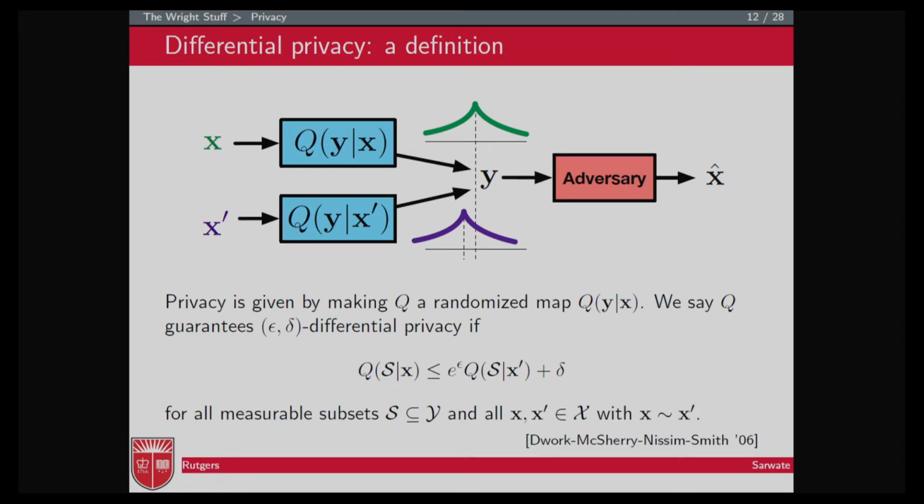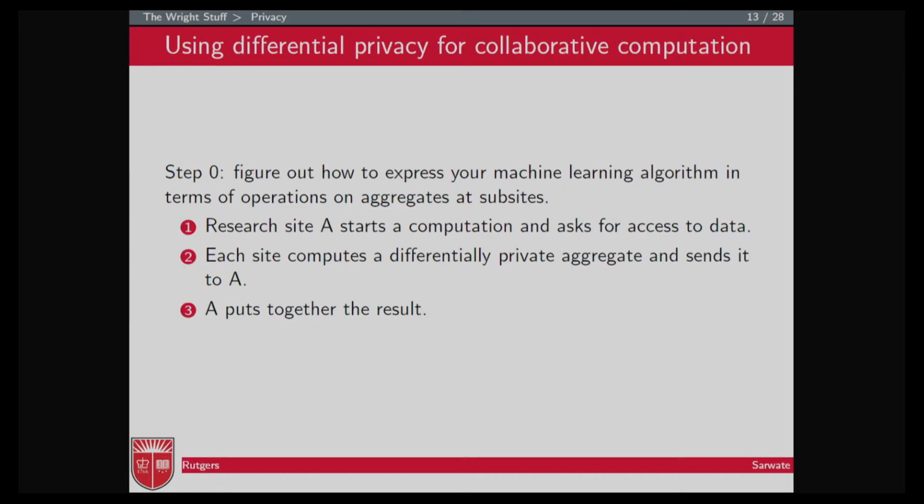What it is doing is exactly controlling the false alarm and misdetection, or type 1 and type 2 errors, for the problem of trying to guess which of X and X prime you're in. So this is making a very strong statement about that hypothesis test.